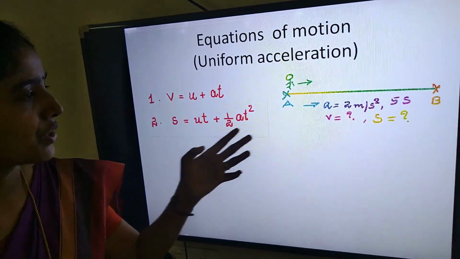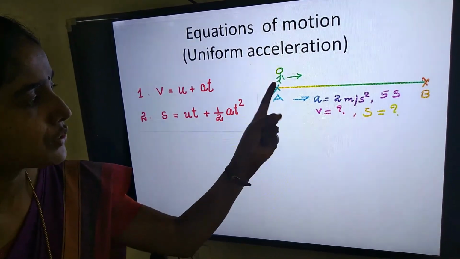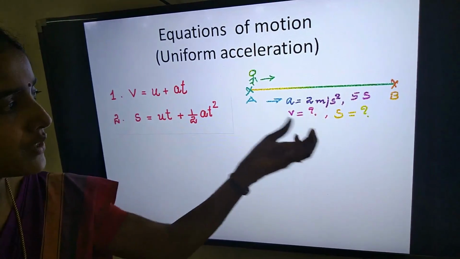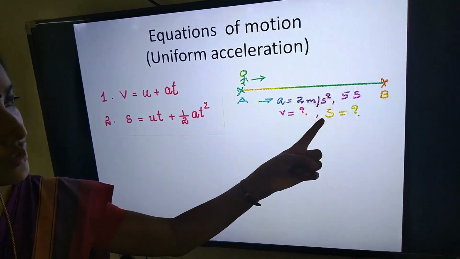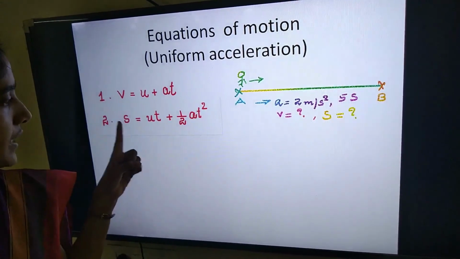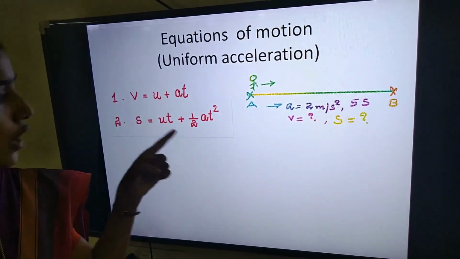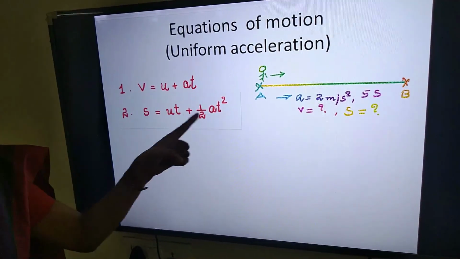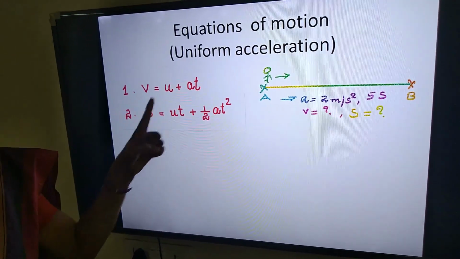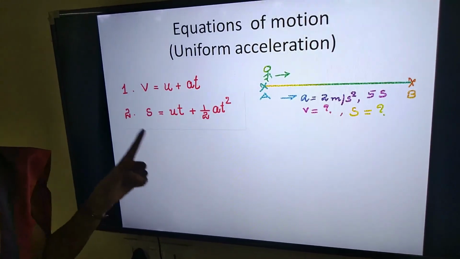Now what is the use of this equation? Let us see the same scenario. The person travels from A to B with some acceleration and he takes this much time to reach B. Then what is the distance traveled when he reaches B? We can use this relation. How do we read it? Ut plus half AT square. So this helps us to find the position of the object after a time t from the starting point.